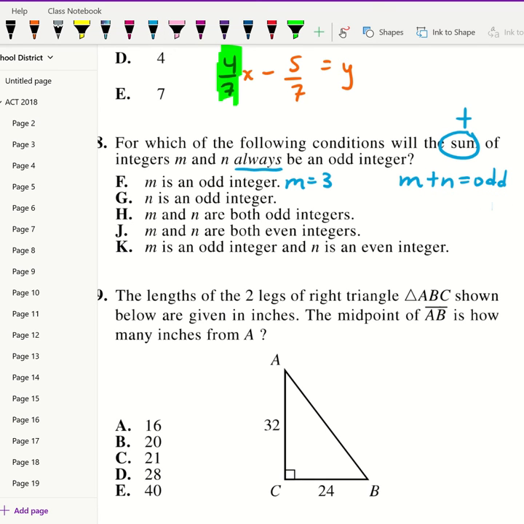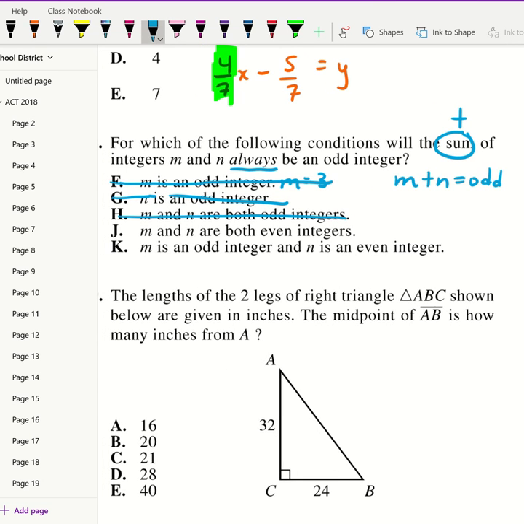So the fact that m is odd by itself is not going to be enough evidence to know that I would always get an odd answer. The same concern happens with G, so I can reject both of those. For the next choice, if I add up two odd numbers, such as 5 plus 3, I get an even number. I'm looking for an odd number, so that does not work. All right, for J, if I have two even numbers that I'm adding up, such as 2 plus 4, darn it, I get another even number, so that also does not work.